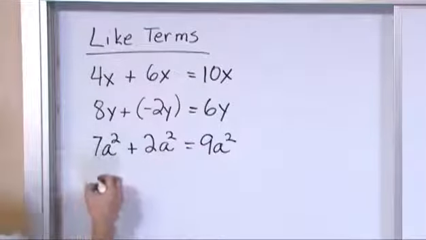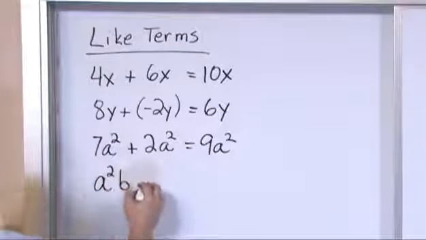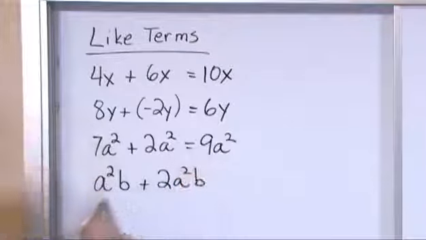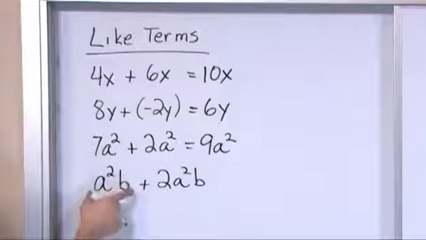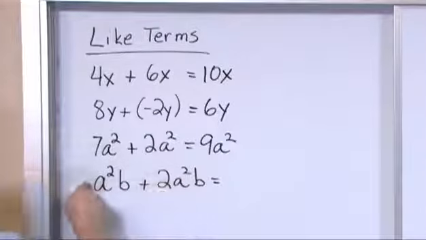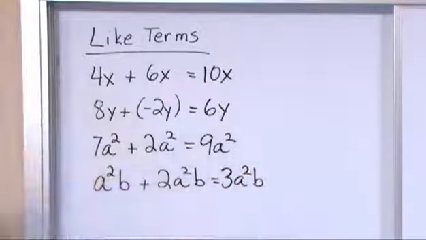It gets even more complicated if you have a squared b plus 2 times a squared b. These are also like terms because I have a squared b and I have a squared b. So I can add 2 plus 1, giving me 3 times a squared b.